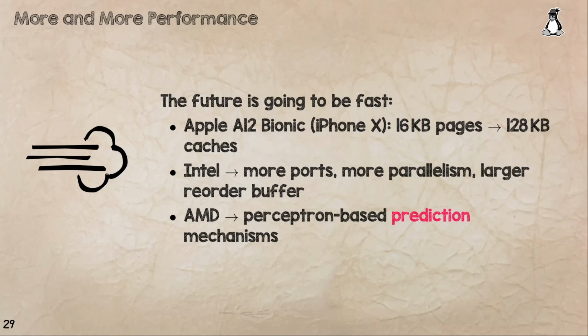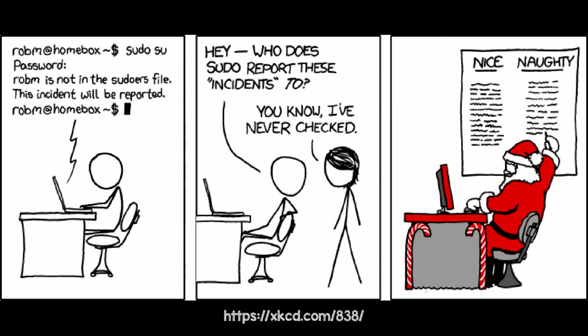And to explain branch prediction, we have to take a step back again, maybe think about something where we have a real-world case, where we have to predict something. And something that you might have wondered is, how does Santa Claus get all the presents prepared in time? So let's start with this one. You probably know this comic. Who does sudo report these incidents to? Well, there's the nice and the naughty list.